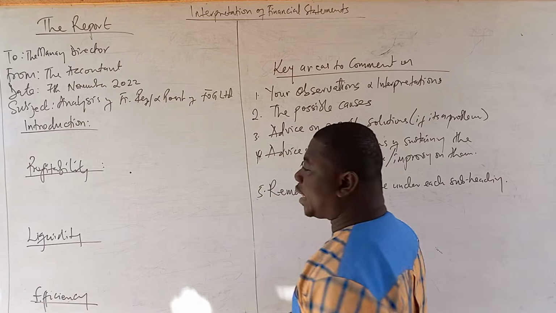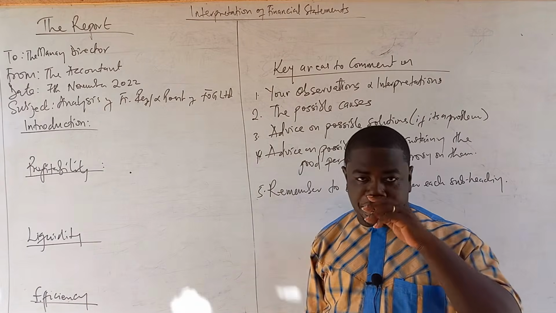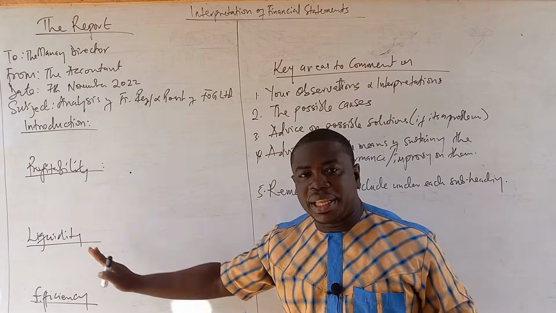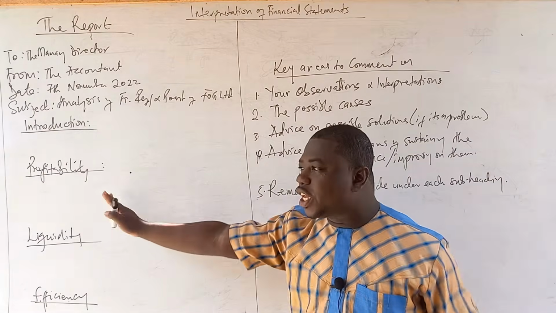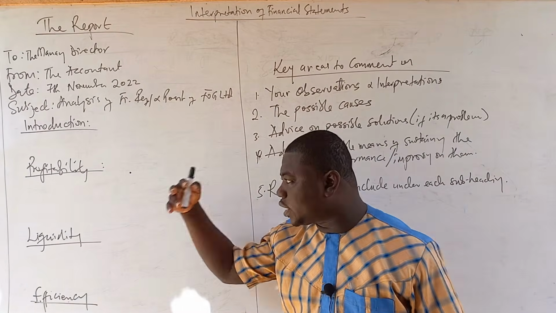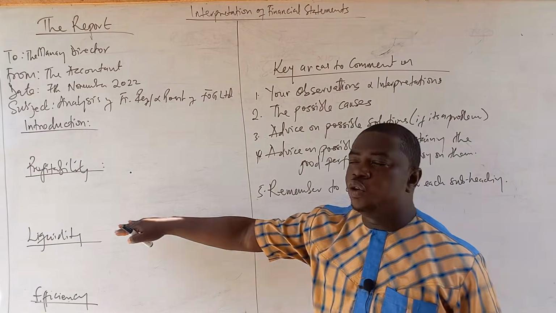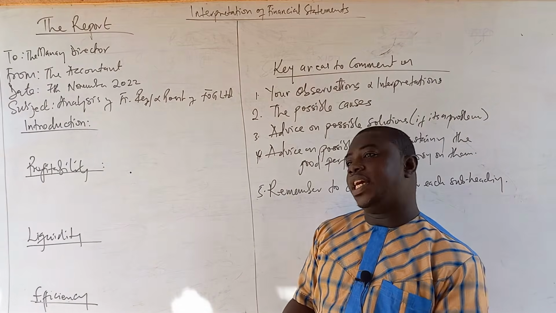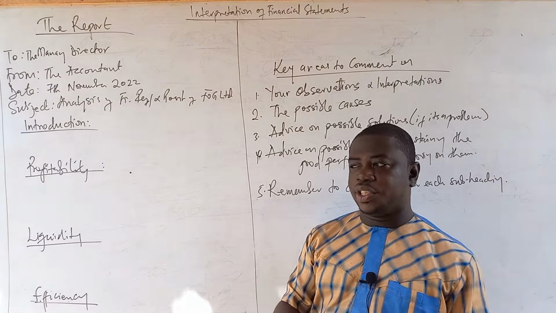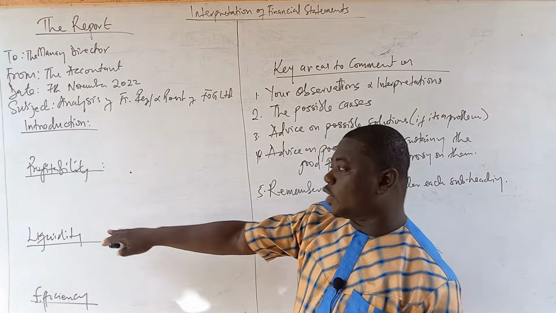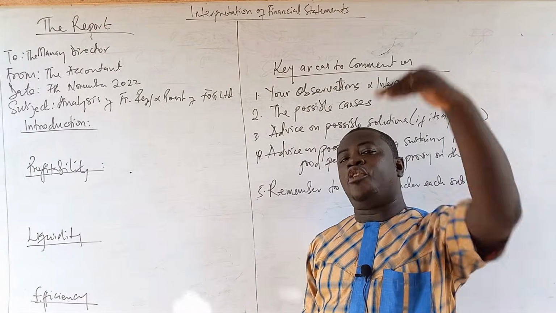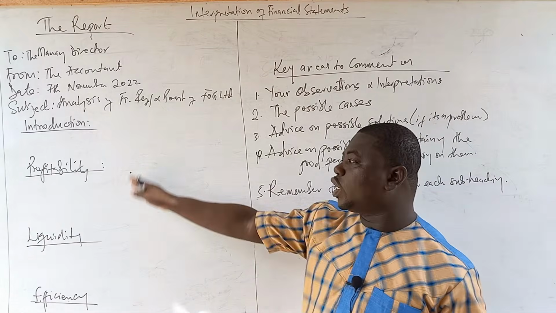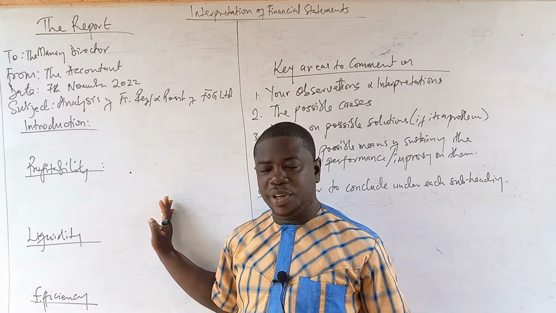Remember to conclude under each subheading. So under profitability, after you have commented, you have interpreted, you give possible causes, you give an advice, then you conclude on profitability alone. Looking at what you have done, you think they are doing well, profitability is okay, or is not good, or is bad. So that is just a conclusion on your general observation of all the three ratios. If there are three ratios, a conclusion on what you think about them in general.